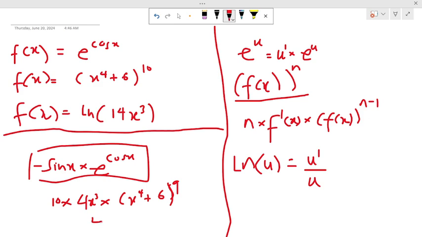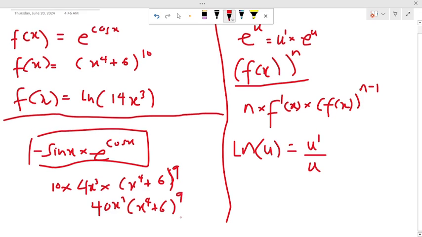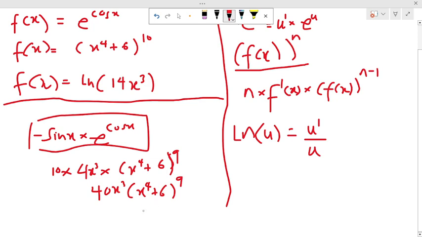Then my final thing, I get 40x cubed, or x to the power 4 plus 6, to the power 9. So this expression is what we get when we differentiate this. You can try differentiating this with the chain rule too and see whether you get this.